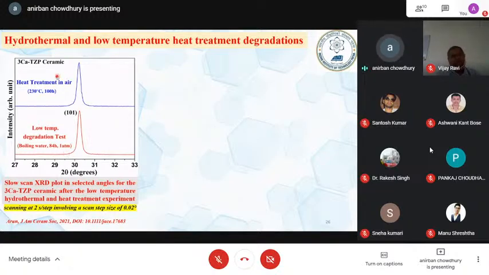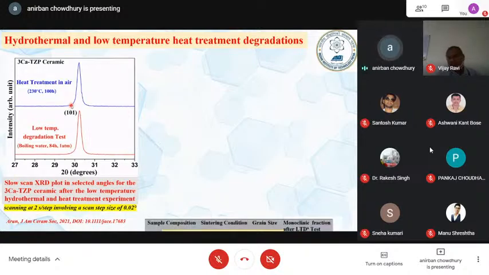Another, we did experiments of more than 4 days of low temperature degradation heat treatment. This zirconia ceramic is known for such degradation at low temperature, less than 250 degrees, for long hours. We did it for more than 4 days, continuously. Do you see the monoclinic phase appearing there? We don't see it. So this is the robustness of our sintered ceramic target.